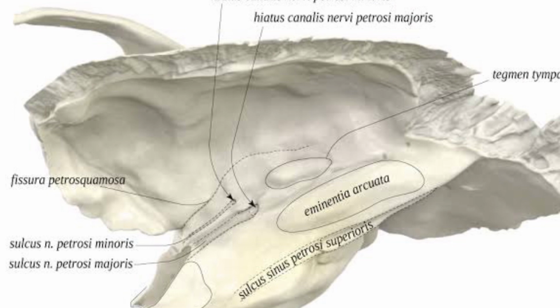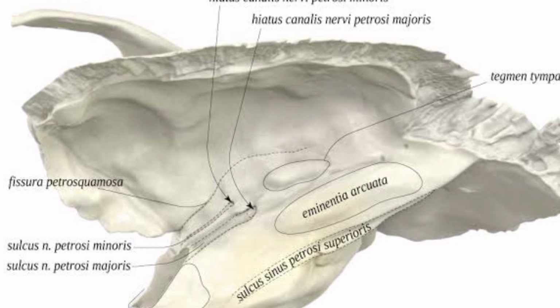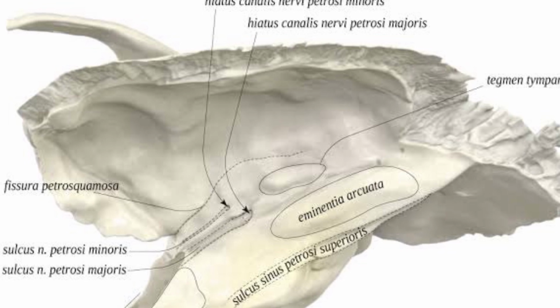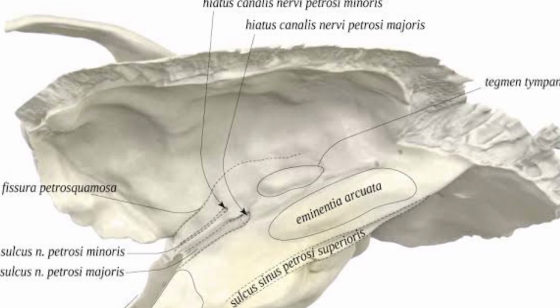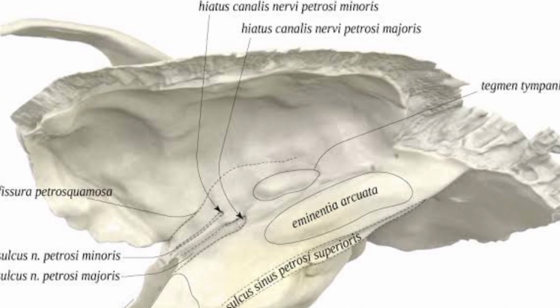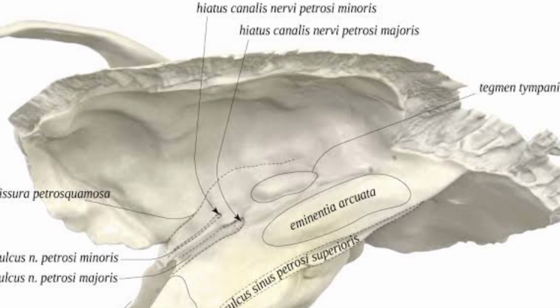Boundaries of this petrotympanic fissure. Dividing this petrotympanic fissure into two parts, lateral and medial. Laterally, it is anteriorly bounded by the squamous part of the temporal bone and posteriorly by the tympanic part. That part is known as the squamotympanic fissure.